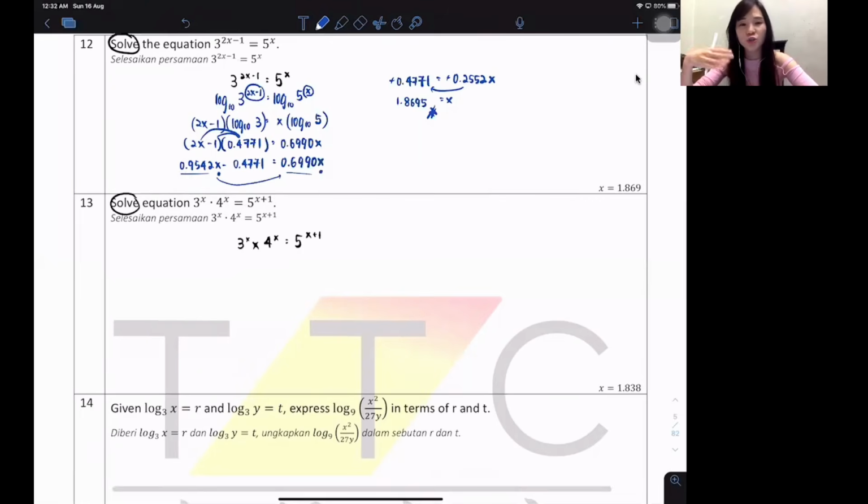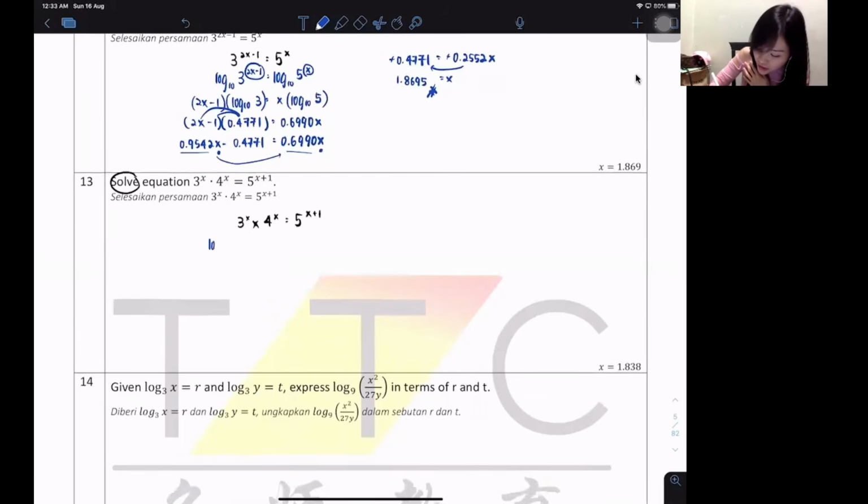Can anyone tell me, 3, 4, 5, can they become the same base? No. 3 is the smallest, 5 is the smallest, 4 is actually made by the number 2. Also 2 is not really related to 3 and 5, right? So all of them cannot become the same base. So when they really cannot become the same base, what will you do? Add log, like how we did just now. So isn't it we add log?